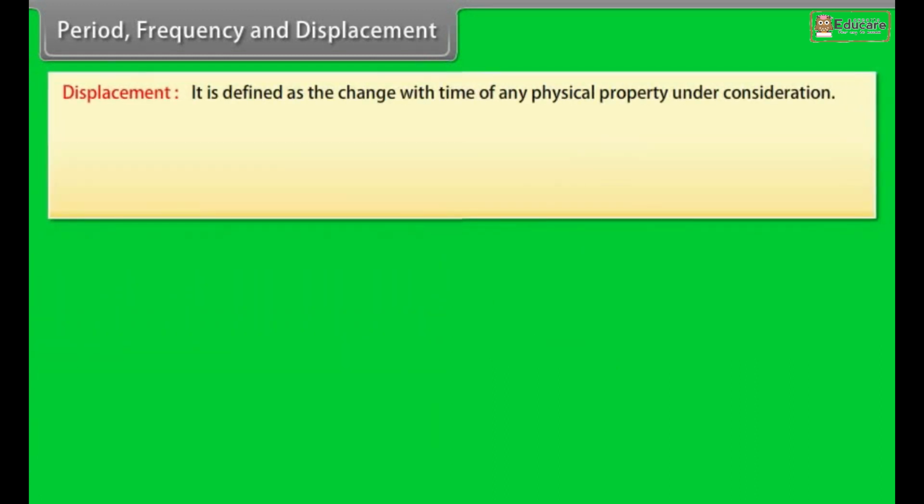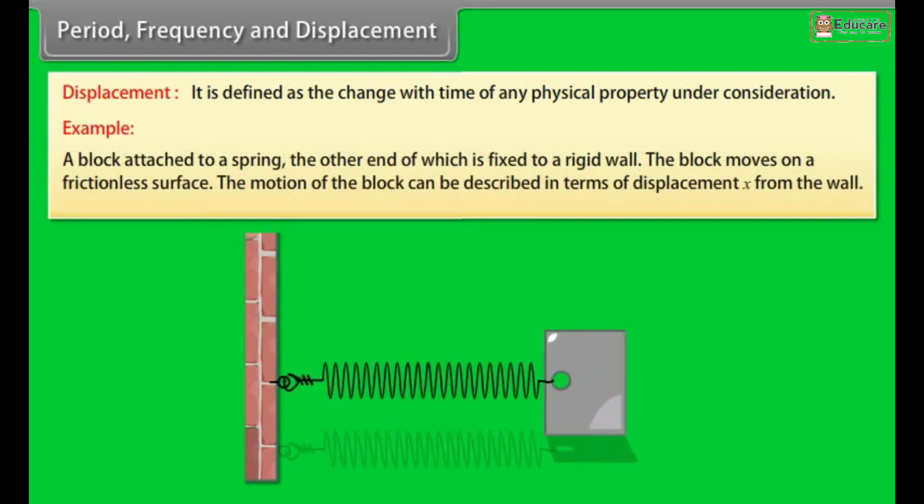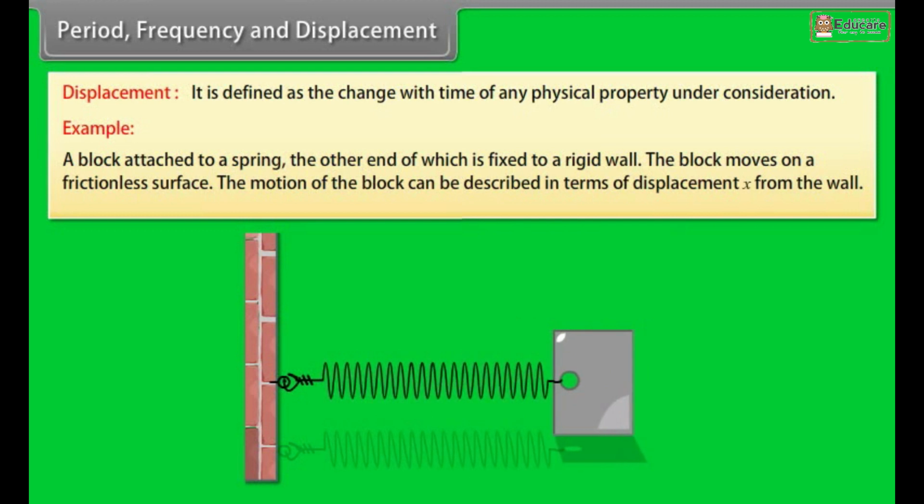Displacement is defined as the change with time of any physical property under consideration. Let's take an example. A block attached to a spring, the other end of which is fixed to a rigid wall. The block moves on a frictionless surface. The motion of the block can be described in terms of displacement x from the wall.